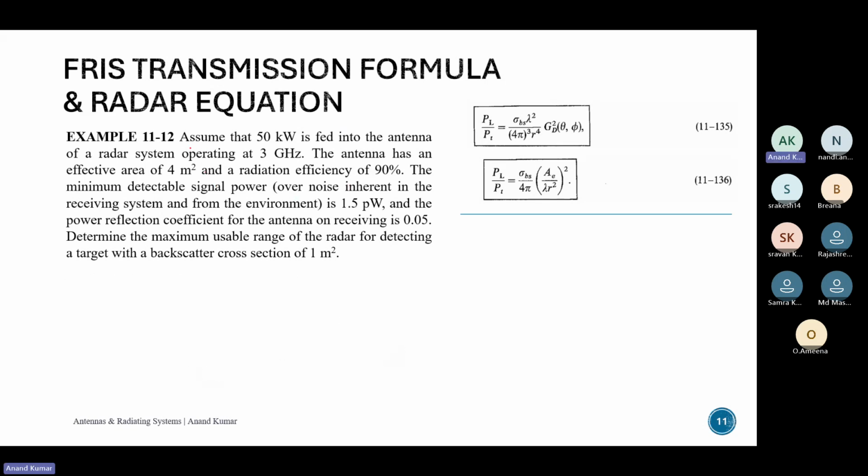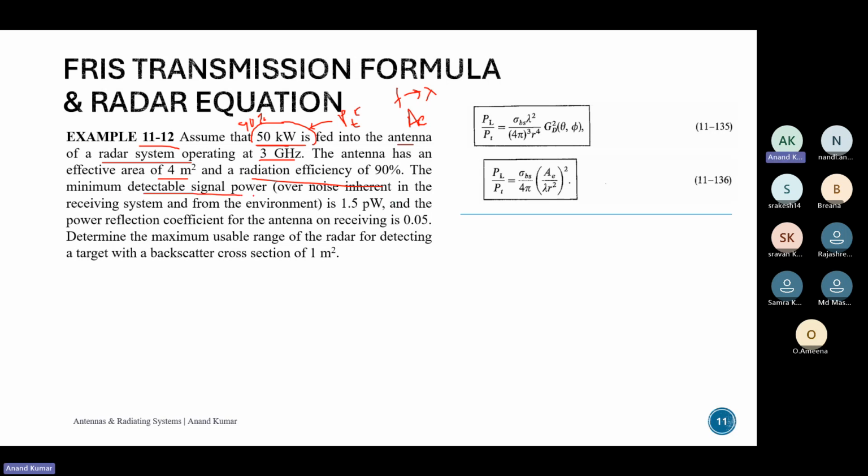Okay, so we have this example from the textbook. We are given that 50 kilowatt of power is fed into the antenna of the radar system operating at 3 gigahertz. So we are given the amount of transmitted power. We are given the frequency, which implies we are given the wavelength. The antenna has an effective area of 4 meters square. So we have also been given the effective area. The radiation efficiency of 90%. So again, this implies that this is not the transmitted power. You have to take the 90% of the power which is fed to calculate the transmitted power.